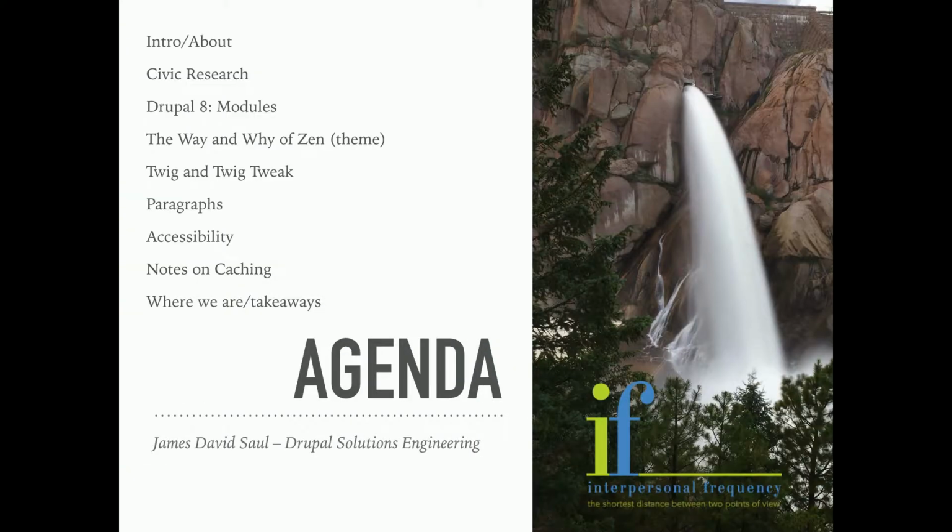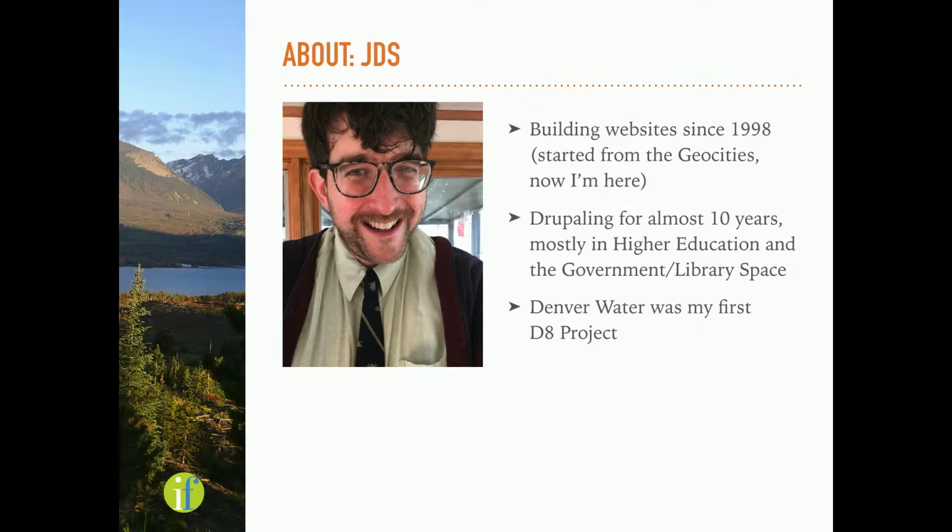So today, we're going to be kind of introing, then I'll talk a little bit about civic research. Then I'm going to get into some of the Drupal 8 stuff we were doing, the modules, the way and why of Zen theme, which is what we used on this project, Twig and Twig Tweak. I'm going to talk a little bit about paragraphs, which are amazing and will change the way you think about content. Then I'm going to just do a few little notes on accessibility and caching, and then talk about where we are and takeaways.